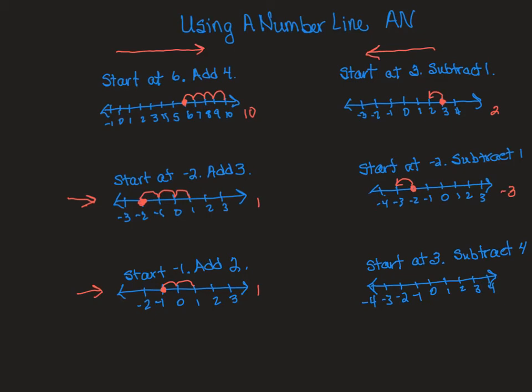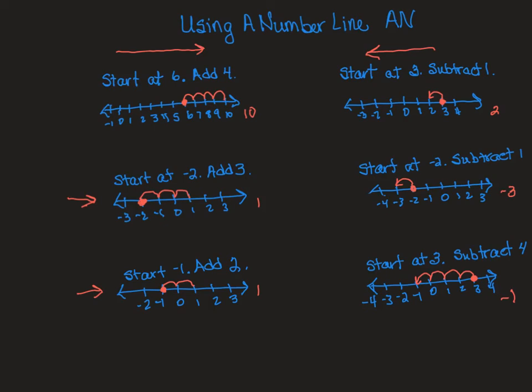The last one says I'm at 3 and I'm subtracting 4. Okay, so I'm subtracting 1, 2, 3, 4. So that answer is negative 1. And let's just look at that one more time. So I'm starting at 3. I'm taking away 4. I'm subtracting 4.